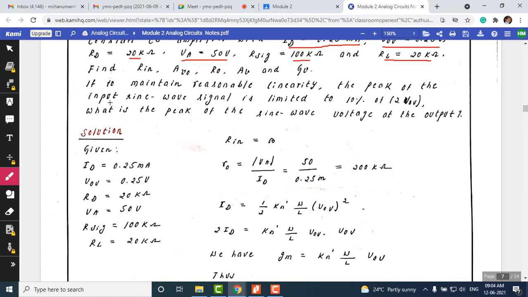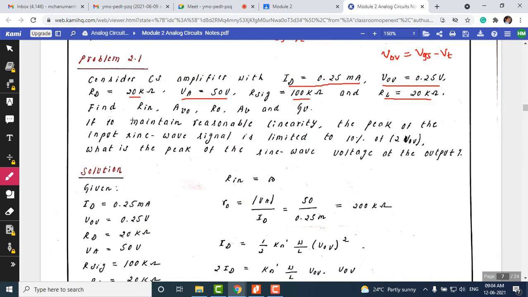So let us see what that condition is. To maintain reasonable linearity, that means in order to maintain a reasonable value of linearity. What is linearity? Linearity is nothing but a straight line between the input and output. Suppose you have a characteristic like this, it is called linearity. If Vi is plotted along the x-axis and Vo is plotted along the y-axis, then the curve that we plot here is a straight line, a 45-degree line from the origin. So this is called linearity.